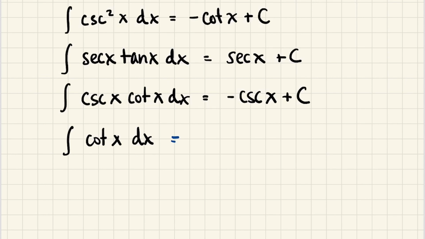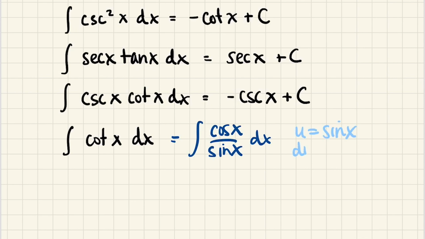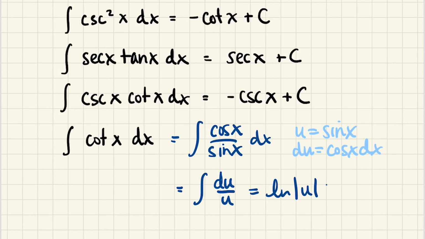Okay, but we can recover that one the same way. We integrated tangent. We'll write this guy as cosine over sine. We will let u equal sine of x. So du is cosine of x dx. This changes our integral to du over u, which integrates to ln of absolute value of u. And so our final answer, which is the antiderivative of cotangent, is ln of absolute value of sine of x plus c.